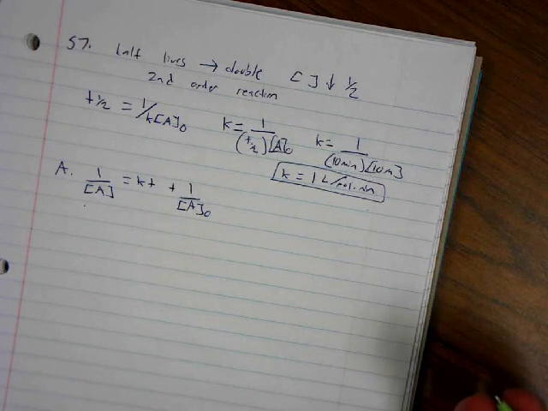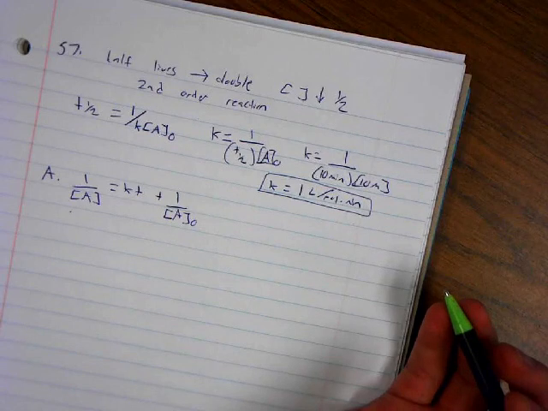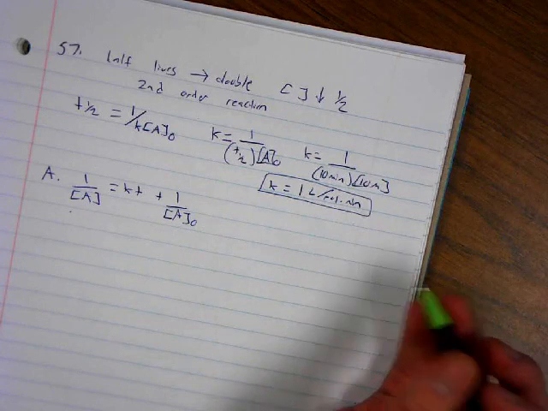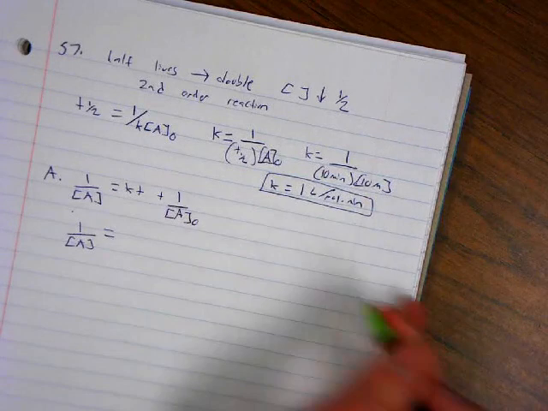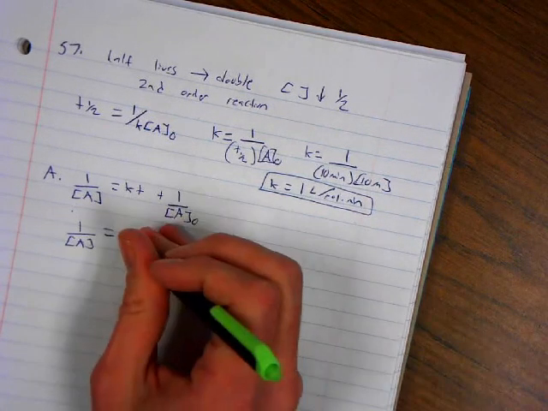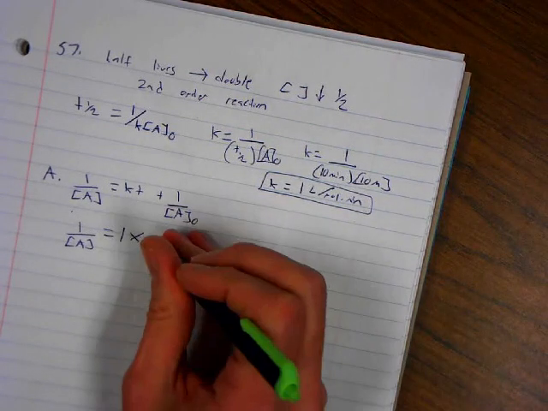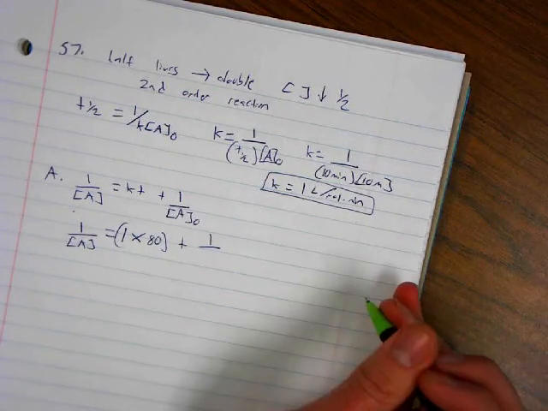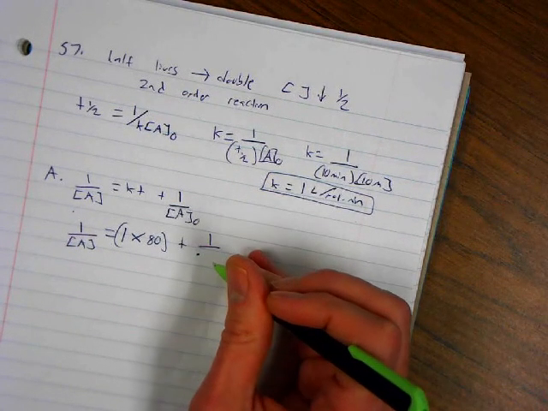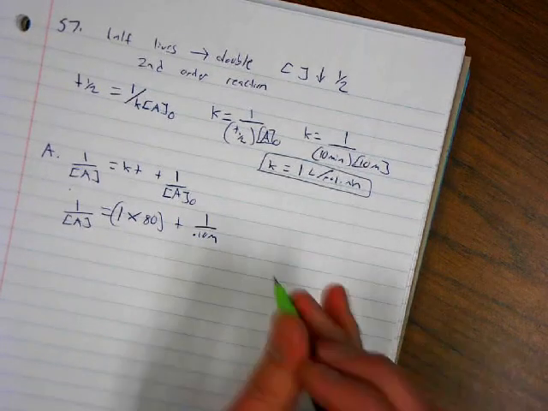So, subbing in what we know, do I have my 1 over A? No, that's what we're trying to find. So my 1 over the concentration of A is equal to K, which is 1, agreed? I'm just leaving units out at this point, times T, which is 80. So I've got 1 times 80 plus 1 over 0.10 molar.